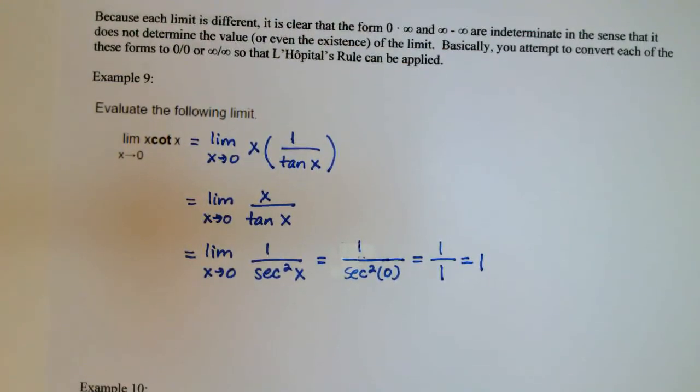Okay. So here you have to know that the secant is going to be 1 over the cosine. Cosine of 0 is 1, so secant of 0 must be 1. And secant squared has to be 1 as well. So the limit as x approaches 0 of x times the cotangent of x will be 1.